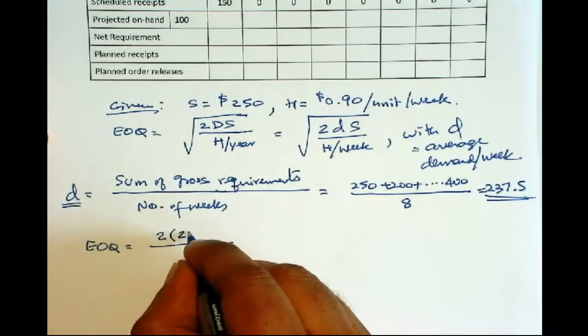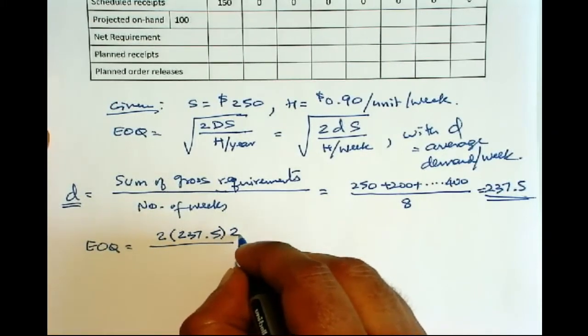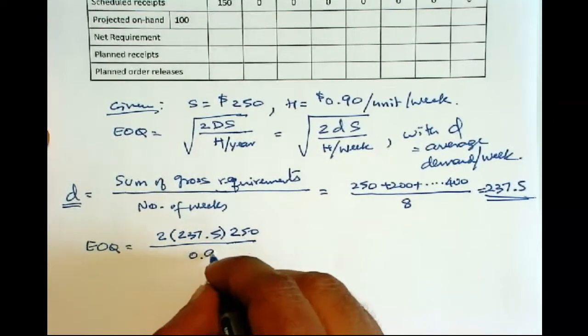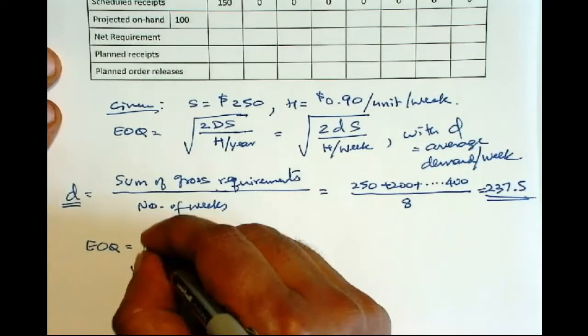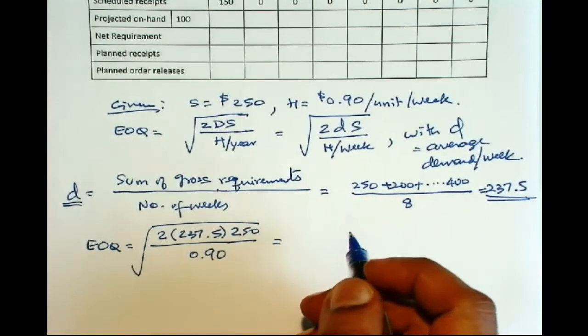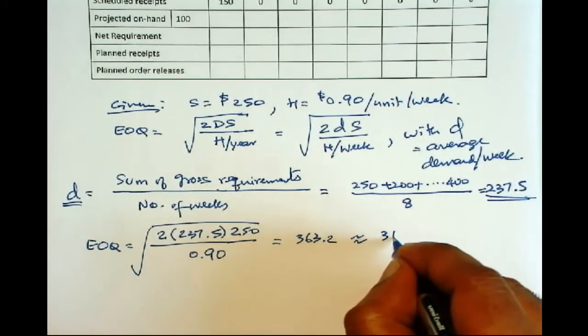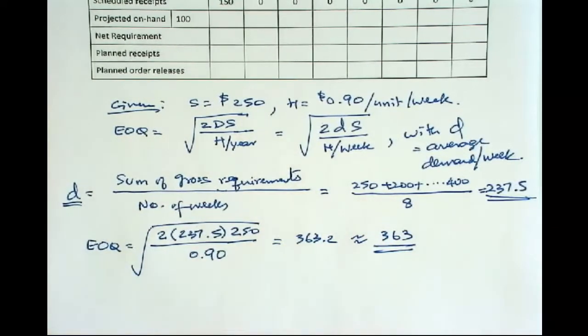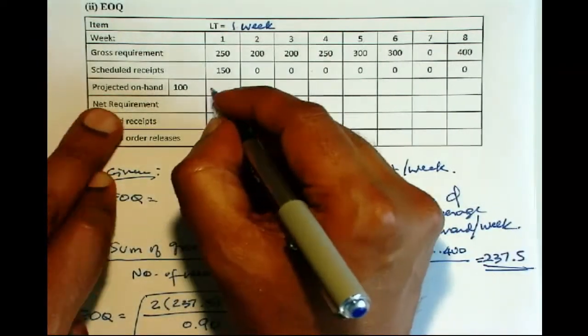Now we can plug that into this formula and we'll get EOQ. So 2 times 237.5 times 250 divided by 0.9. Demand is per week, holding cost is also per week, so then it will work. So this is 363.2 and let's round it to 363. This means every time we need to place an order, we place an order for 363. So EOQ is 363. So we start computing here.